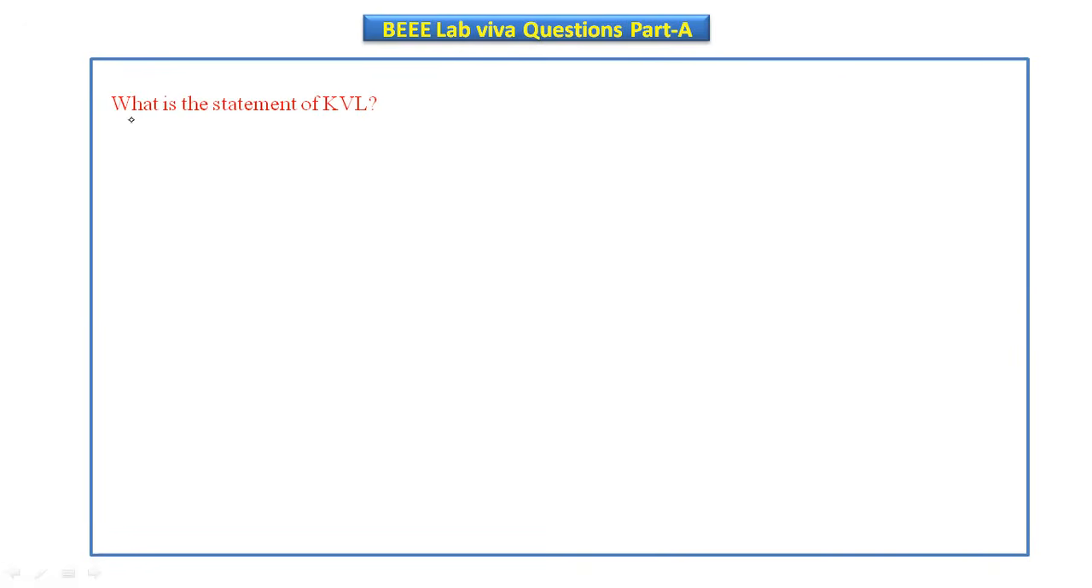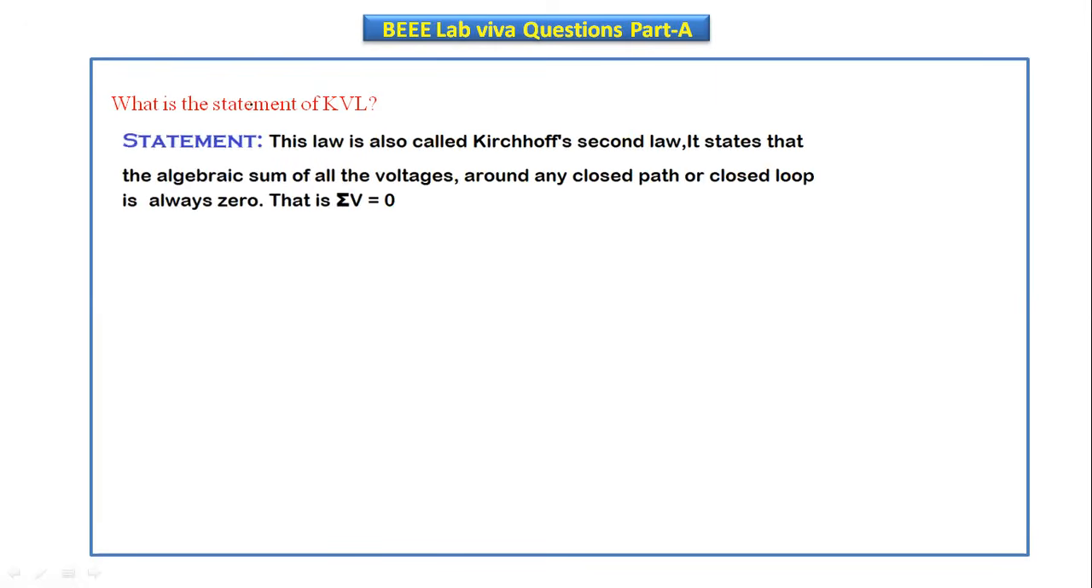The first question is, what is the statement of KVL, Kirchhoff's voltage law? This law is also called Kirchhoff's second law. It states that the algebraic sum of all the voltages around any closed path or any closed loop is always equal to 0. That is, the sum of all the voltages in a circuit is equal to 0.